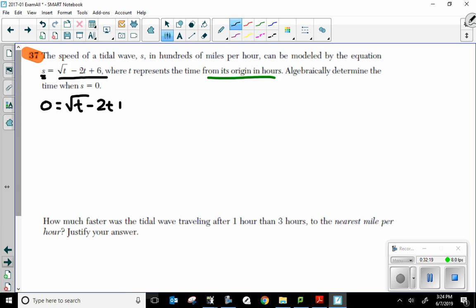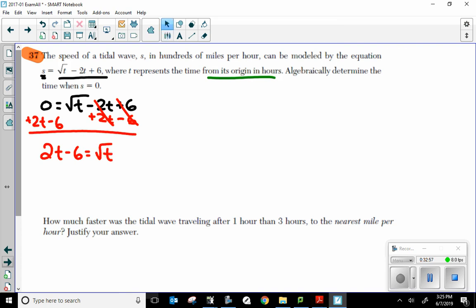Minus 2t plus 6. Right away, what pops in my mind is I have a square root there. I would like to get rid of that using opposite math, which means I have to square the square root. I should probably not square the square root until I get it alone, until it's the only term on its side. So I'm going to get rid of this 2t and this 6. What I do to one side, I have to do to the other. So right now I have 2t minus 6 equals the square root of t. Now I'm going to square both sides.